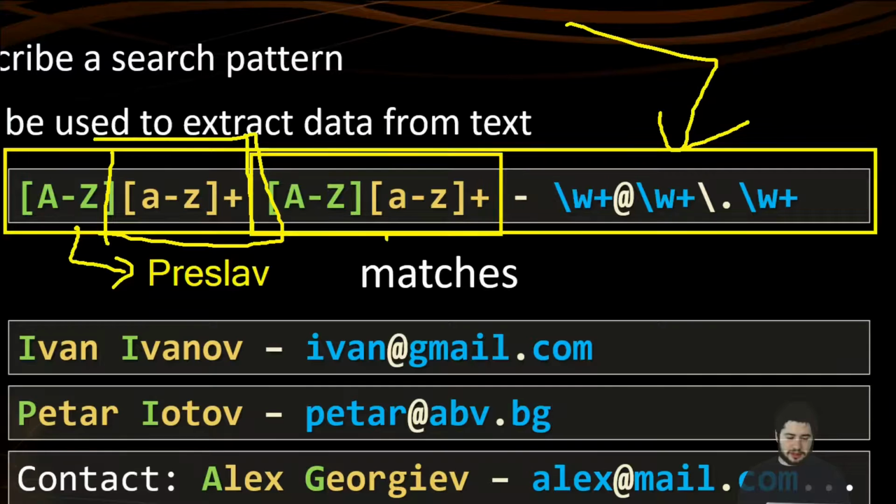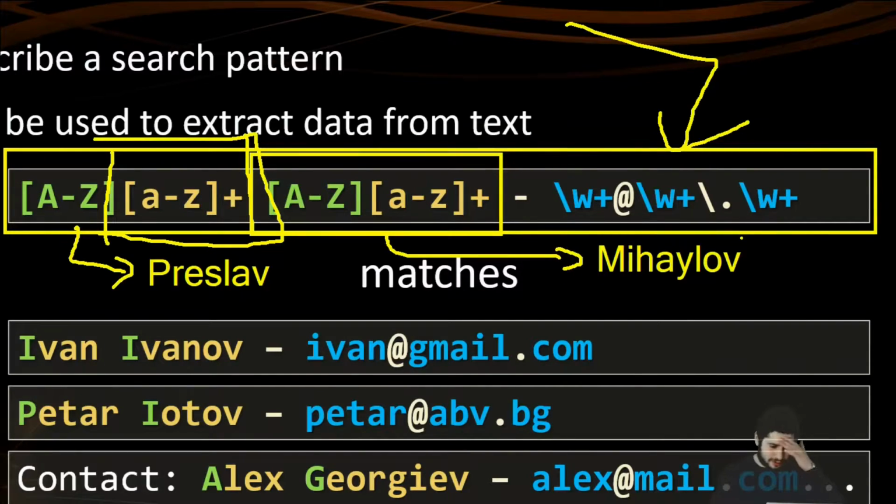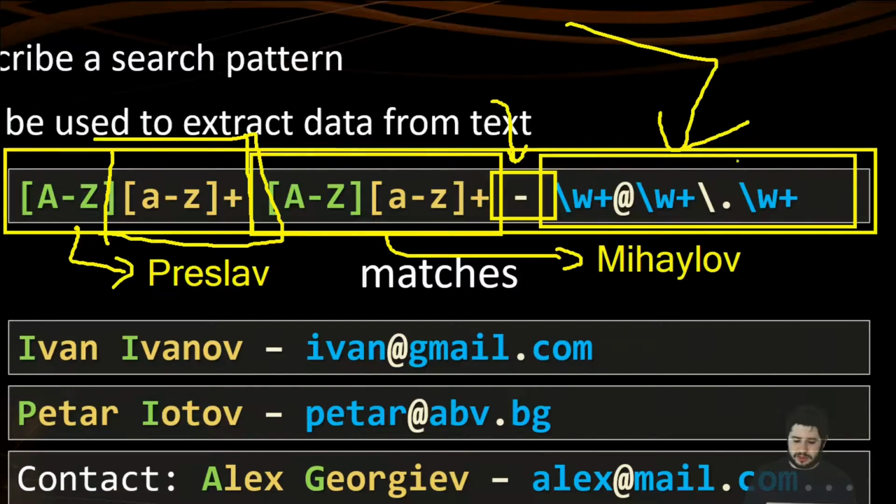This is something which matches this. This is the same thing. This says I want to match the same thing. For example, Mihaylov. This is another thing which matches. Then I want a space and a dash, and then I want to match an email. This matches an email. It says I want to match something which has a word, an @ symbol, a word, a dot, and a word again.